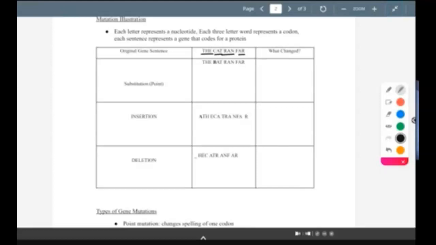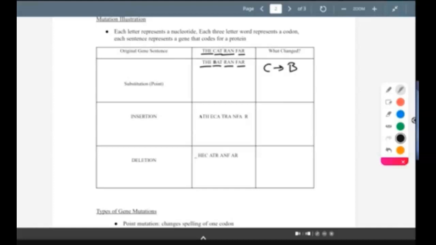There's different ways that we can mess that up, though. And so that's what we're going to look at here. There's three ways that we can mess up the meaning of that sentence. The first way is called a substitution mutation. What changed in that sentence here? It was the cat ran far, but now it's the bat ran far. And so let's maybe jot down a C got switched with a B.